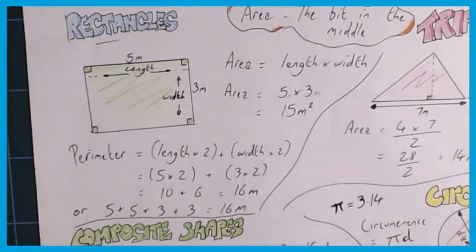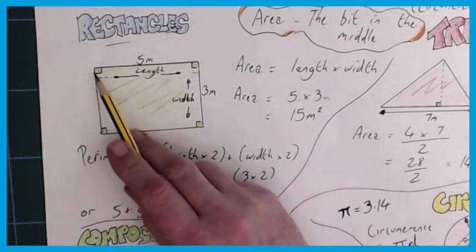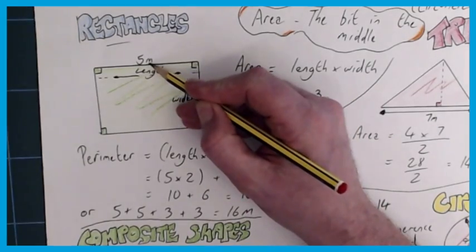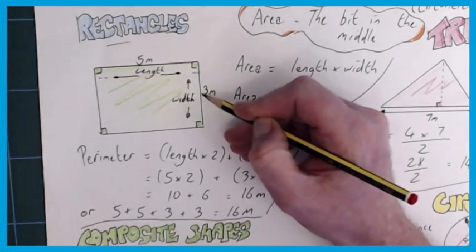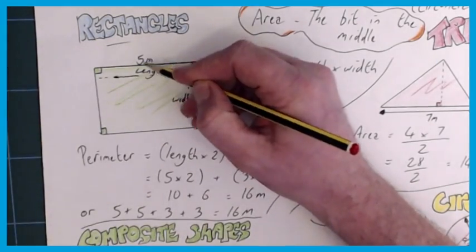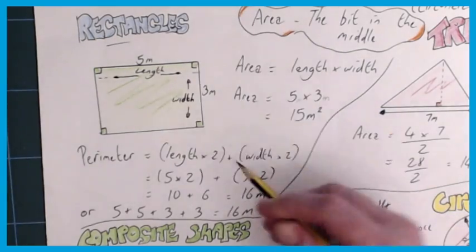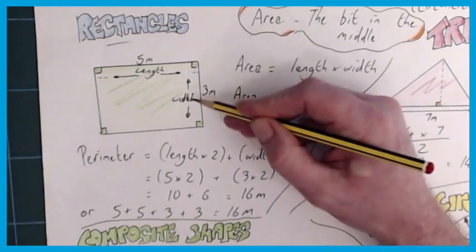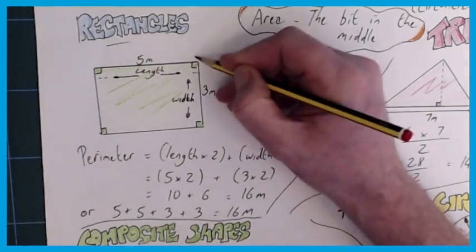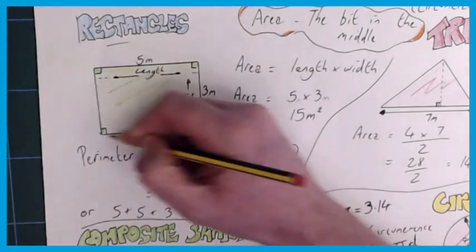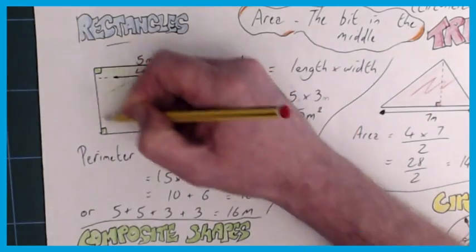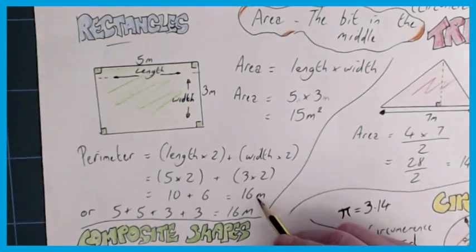Okay then, perimeter. Perimeter of a rectangle is the distance all the way around. And because, if you remember the properties of a rectangle, that length is the same as that length, and that length is the same as that length, we can just double these up. So 5 plus 5, or 5 times 2, is 10. 3 plus 3 is 6. So we have 10 plus 6, which gives us 16 meters. So 5 plus 3 plus 5 plus 3. The other way to do it is 5 plus 3 gives you 8, and then times that by 2, which will give you 16 as well.